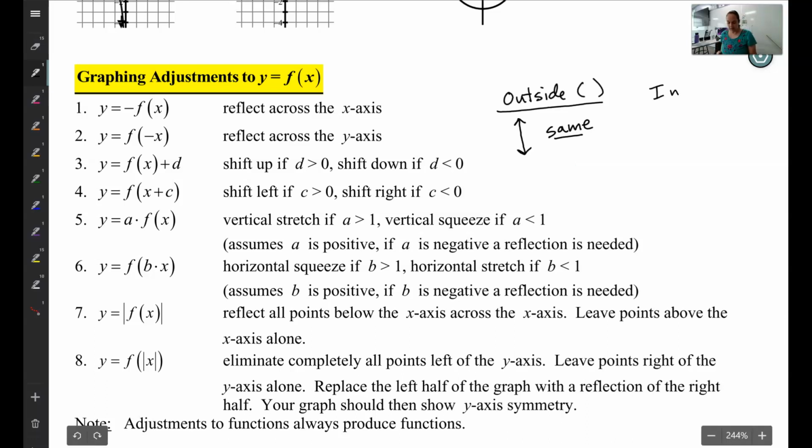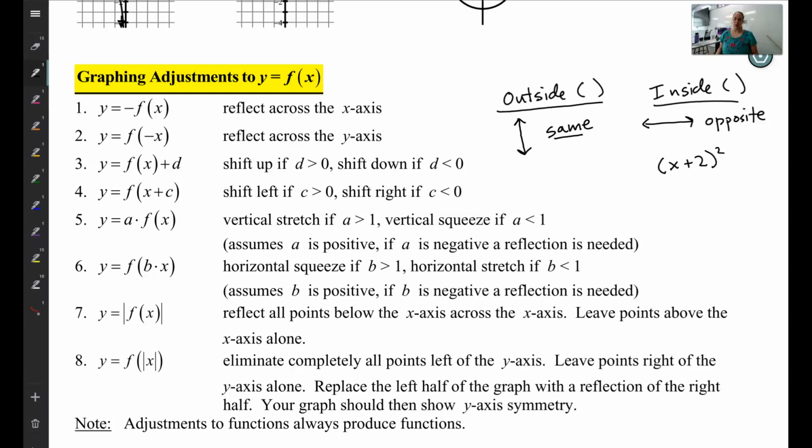If it is inside the parentheses or inside your parent graph, it's going to go side to side, and it's going to be opposite or counterintuitive. So if I have x plus 2 inside that parent graph, inside the squared, now I'm moving my parabola side to side, and intuitively, you would think plus 2, I should move to the right. But if it's inside your parentheses, it's counterintuitive. So that plus 2 actually moves you to the left. That's why I think opposite.